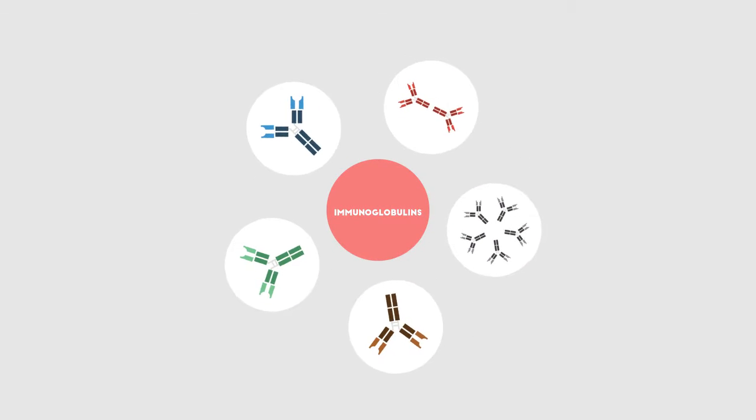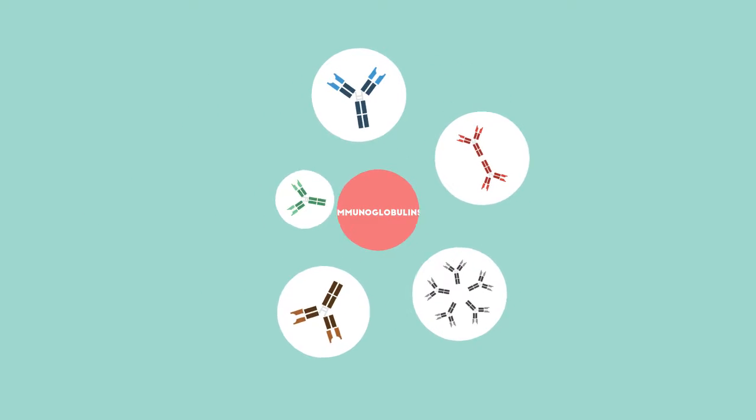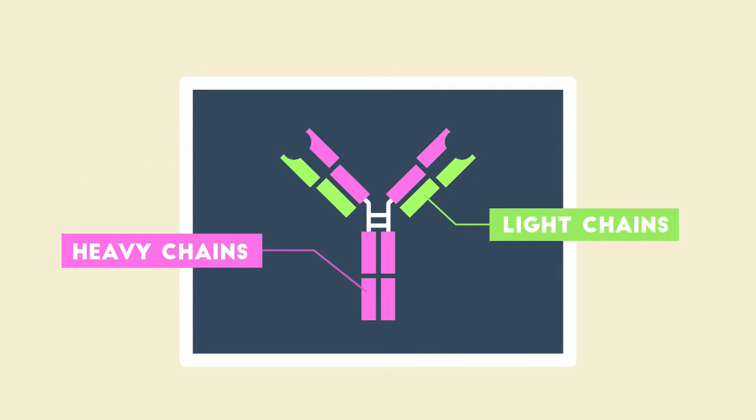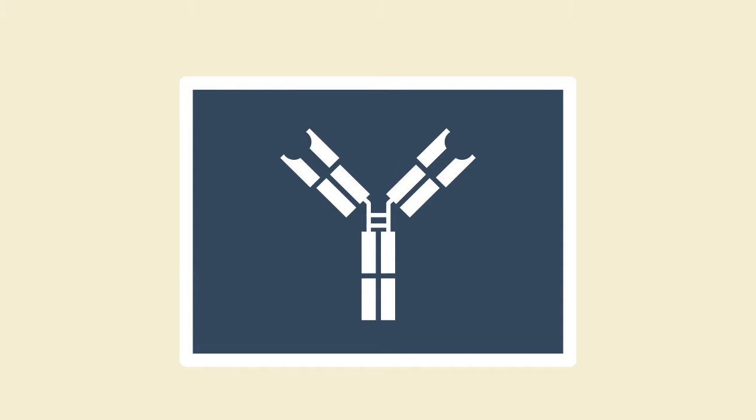Hello. In this lecture, we're going to be talking about immunoglobulins or antibodies. As previously discussed, antibodies are produced by B cells. They consist of two light chains and two heavy chains. These are denoted as H and L. Below the hinge region of the Y are the CH2 and CH3 regions, which determine the Fc portion.